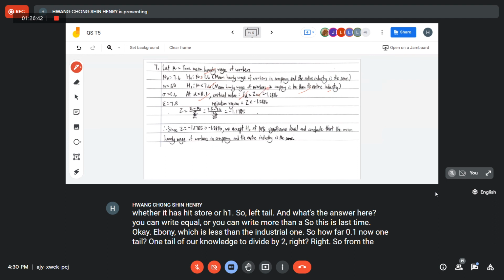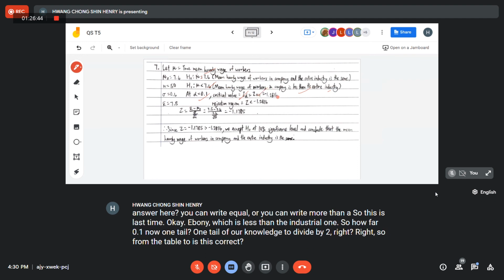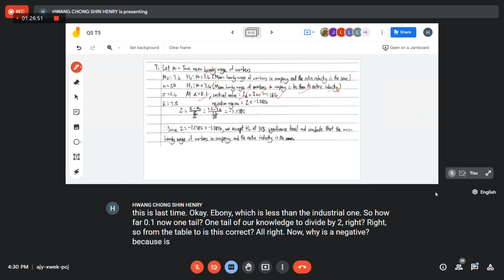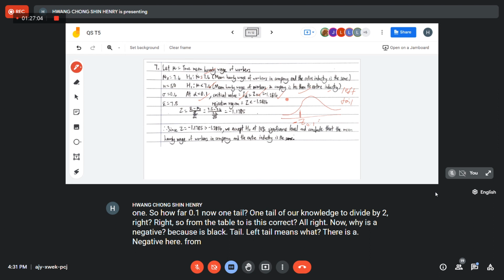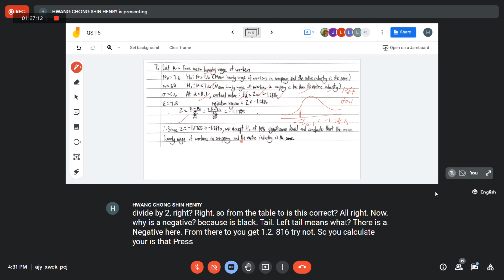Right. So from the table 2, is this correct? Correct. Now, why there's a negative? Because it's left tail. Left tail means what? There is a negative here. From table 2, you get 1.2816, correct not? So you calculate your Z test statistics, step 4.